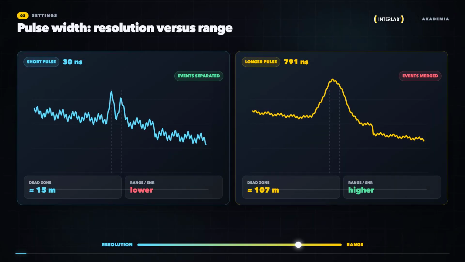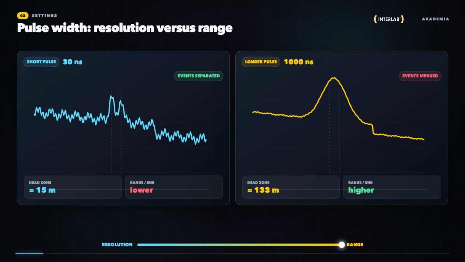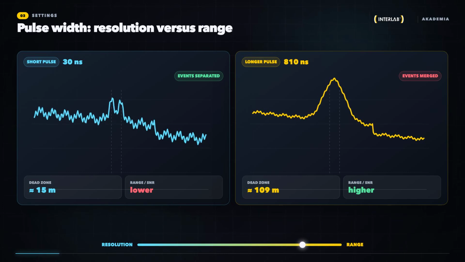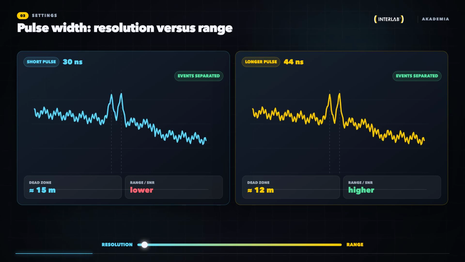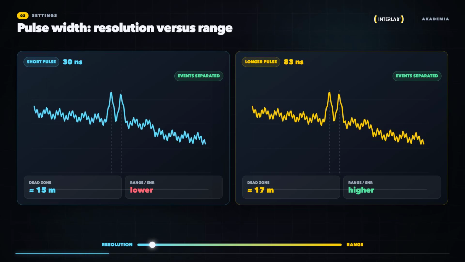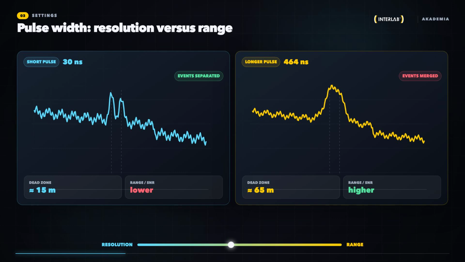A short pulse gives high resolution. Two connectors separated by only a few tens of meters remain distinct, and the dead zone after a strong reflection is short. The price is lower energy, more noise, and less range.